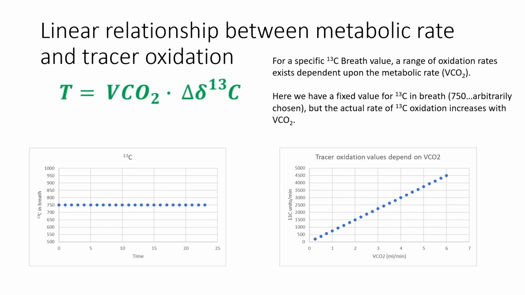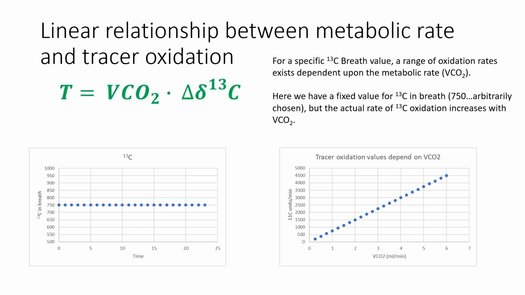In order to calculate the rate of carbon-13 labeled tracer oxidation, one first needs to know the VCO2 and the level of carbon-13 enrichment in the exhaled carbon dioxide at all times. The macro output of the Promethean system will give VCO2 in milliliters per minute and carbon-13 in breath in terms of per mil.